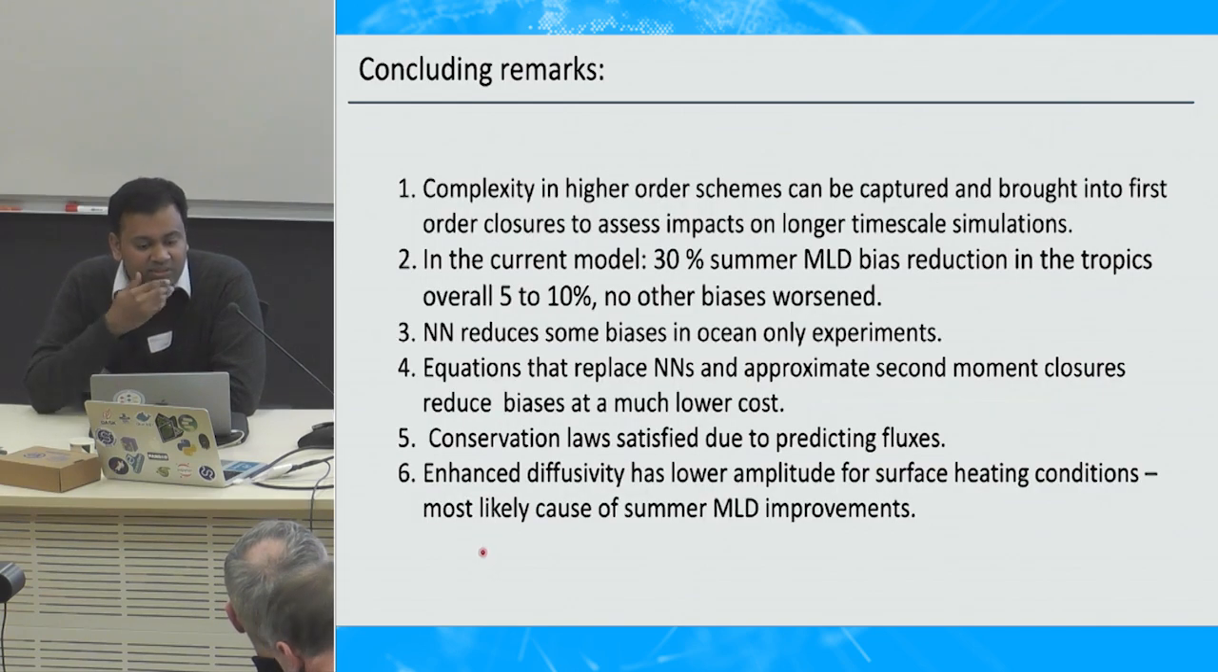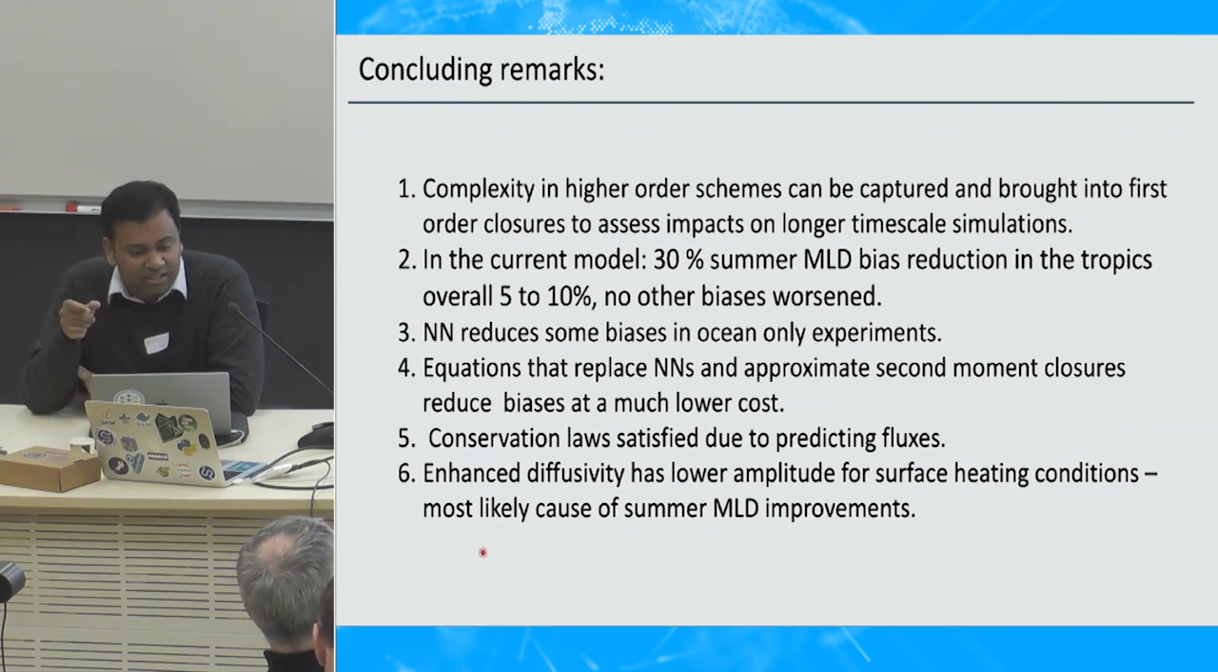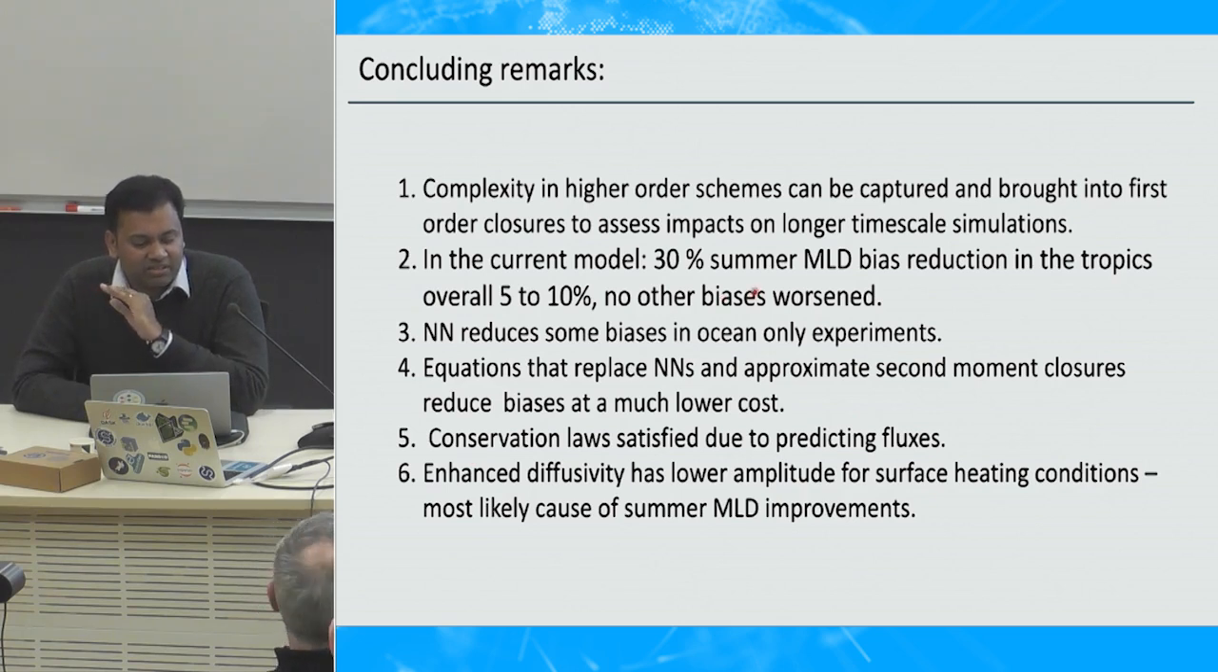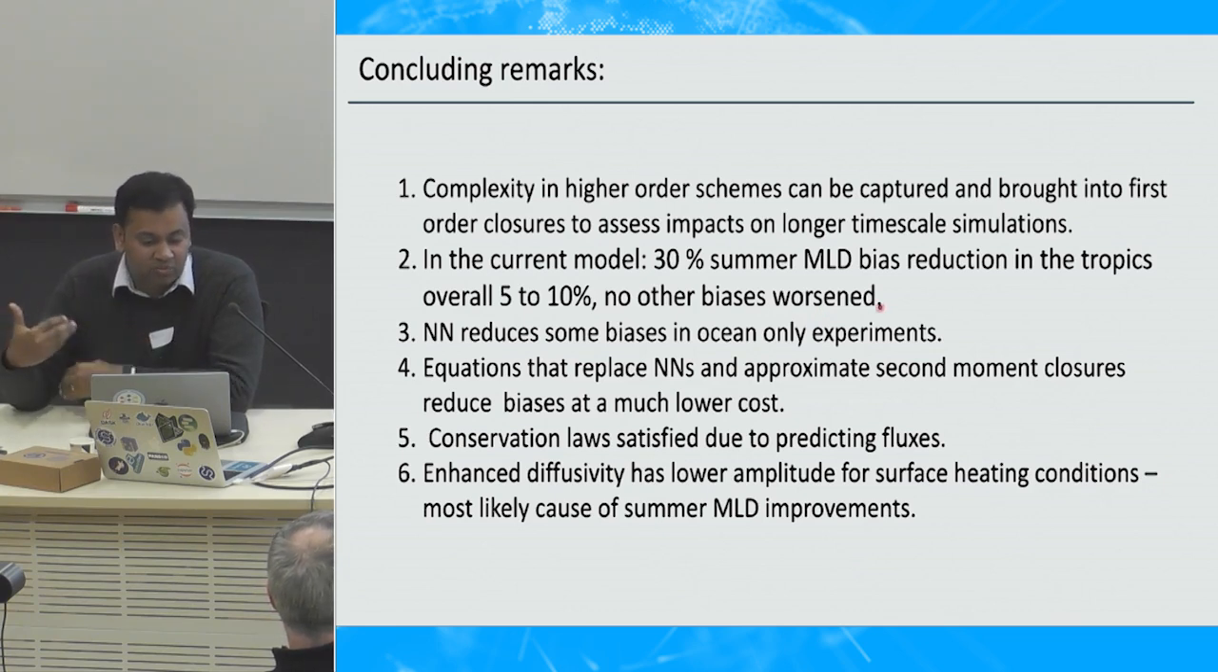And so to conclude, complexity in higher order schemes can be captured and brought into first order closures, because we want to assess the impacts on longer timescale simulations without going for shorter time steps. The bias reduction was roughly 30% around the equator, and overall 5 to 10%. The good thing was no other biases were worsened. So I showed the summer mixed layer depth, but the winter mixed layer depth did not change, or the bias did not worsen. And these were ocean only experiments.